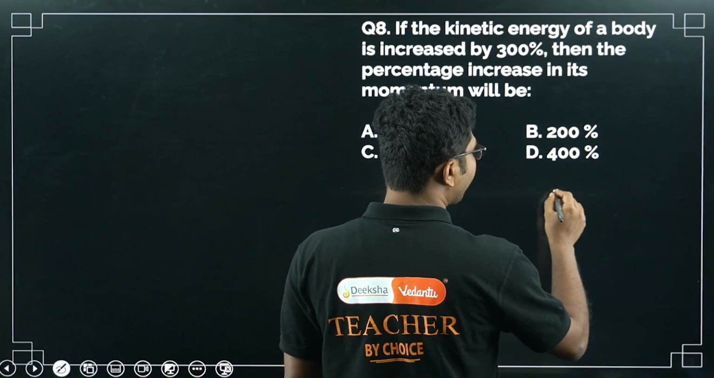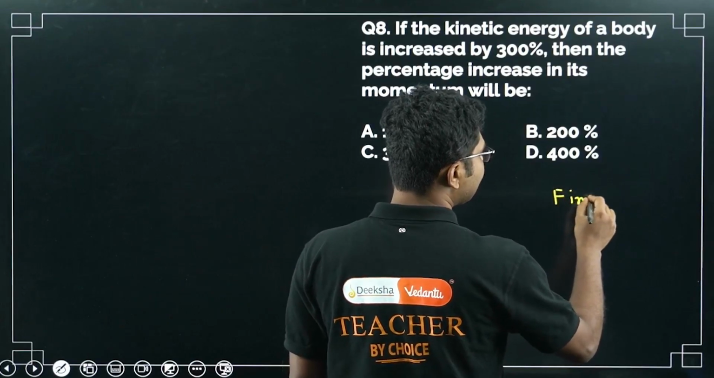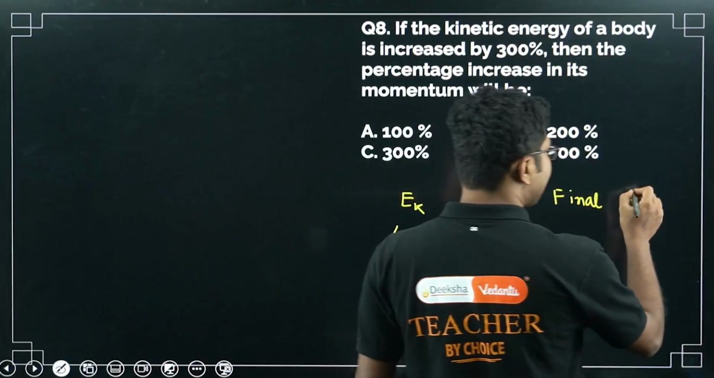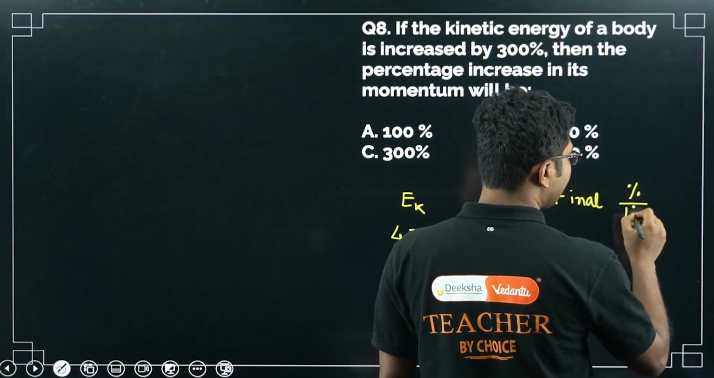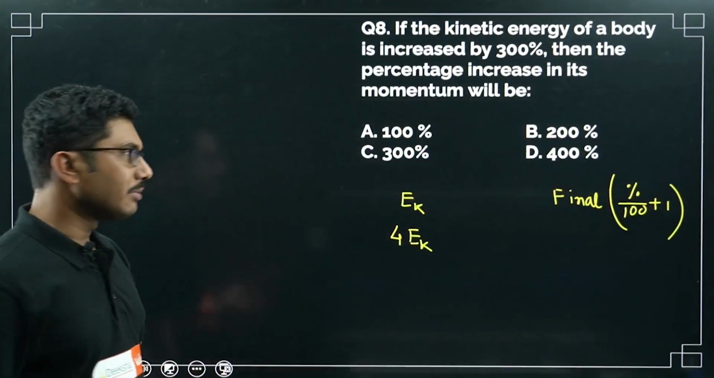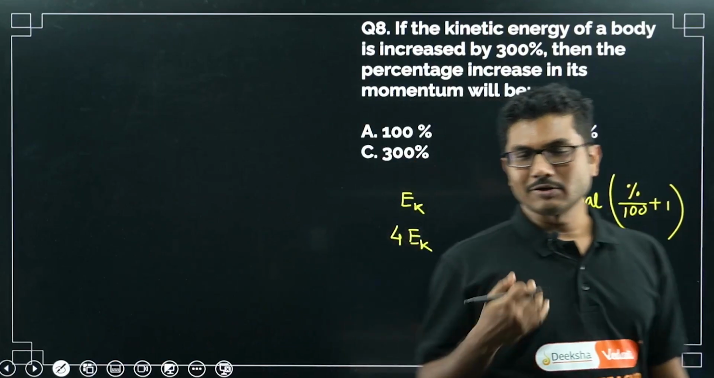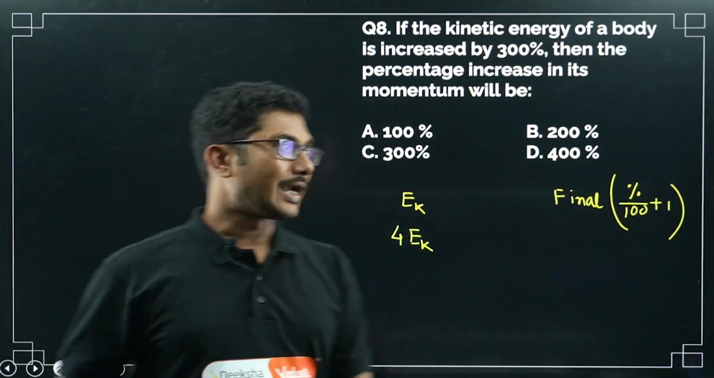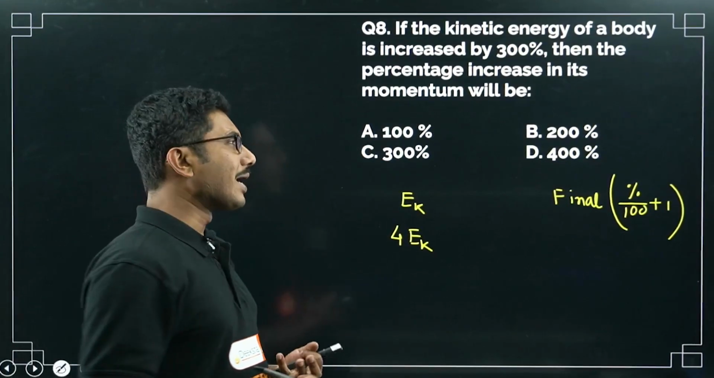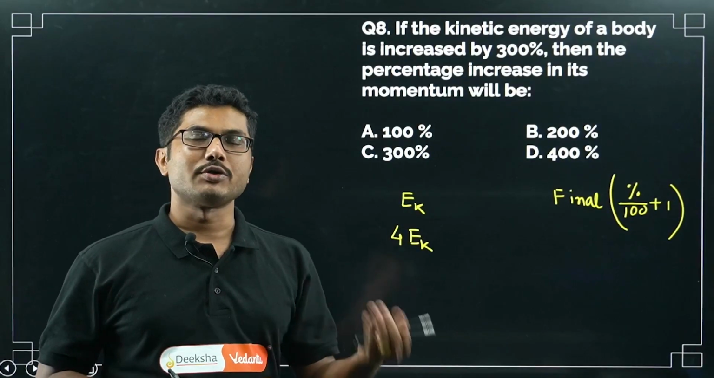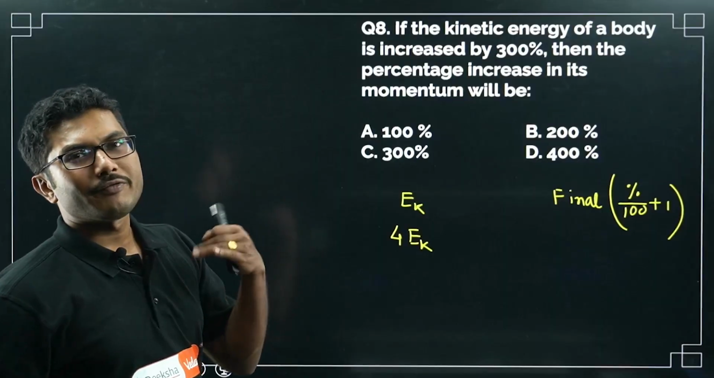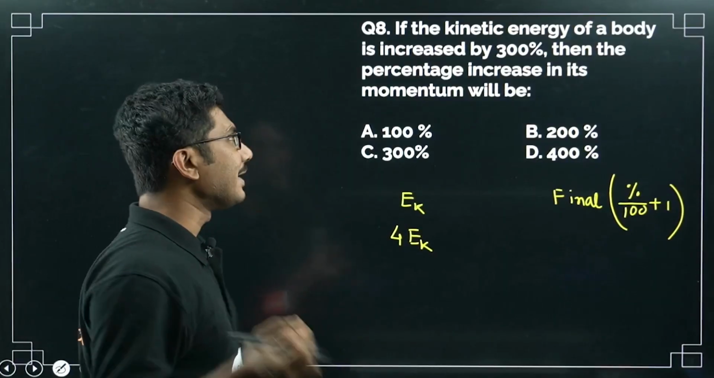So the final value, always remember, if it is 300%, whatever percentage value is given, divided by 100 plus 1, this is the final value. You should remember, this is a trick from mathematics. This is not a physics trick, this is a mathematics trick that you may need to remember sometimes. If it is increased by 20%, what is the final value? Final value will be 1.2. If it is increased by 50%, final value will be 1.5. So this is the thing that you have to remember.